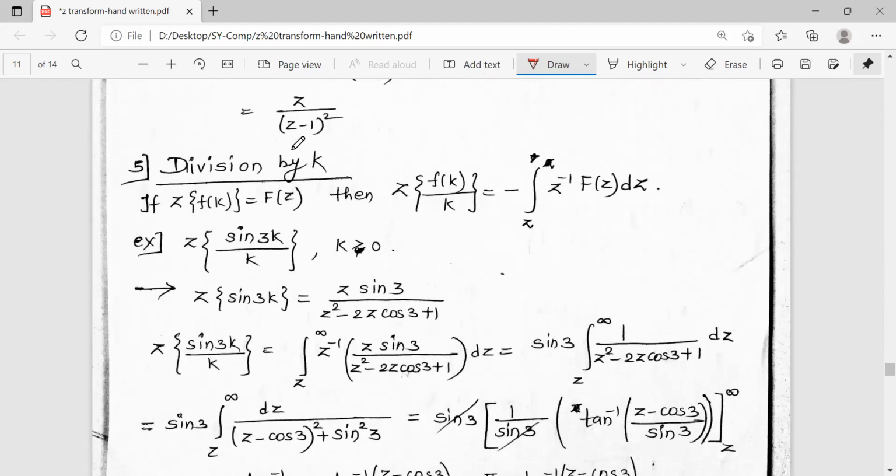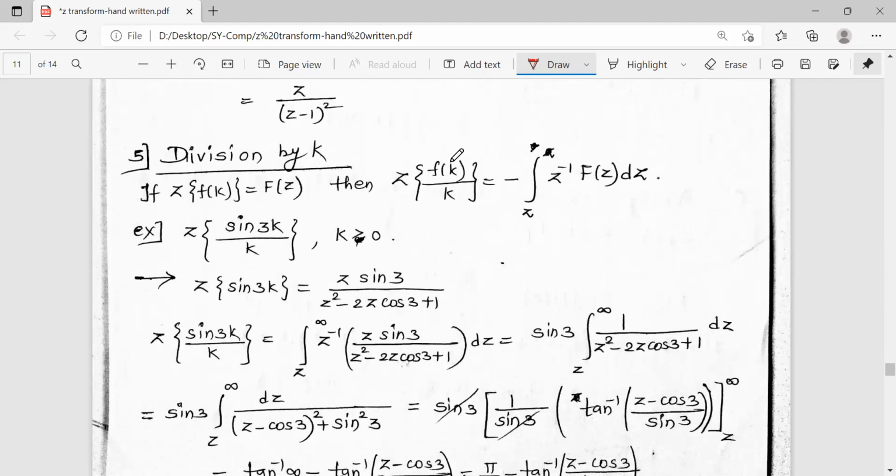Likewise, division by k. Any sequence divided by k gives you minus the integral of z raised to minus 1 f of z dz, which means f of z upon z into dz. Okay, and in the integral, you have to carry out the integration with respect to z, that's it.